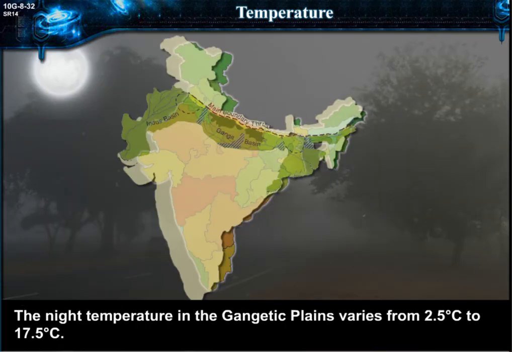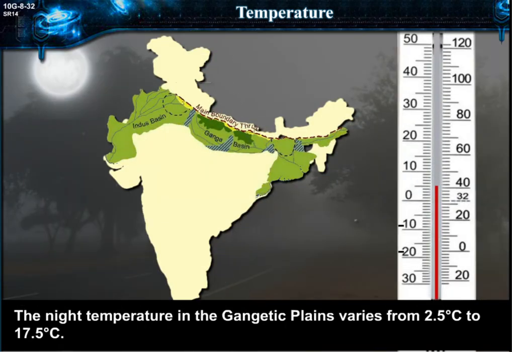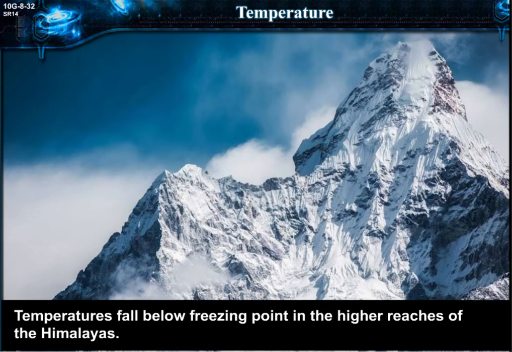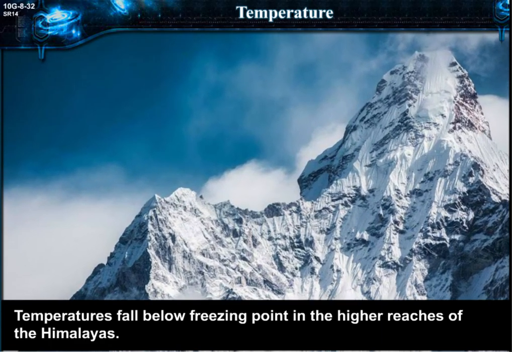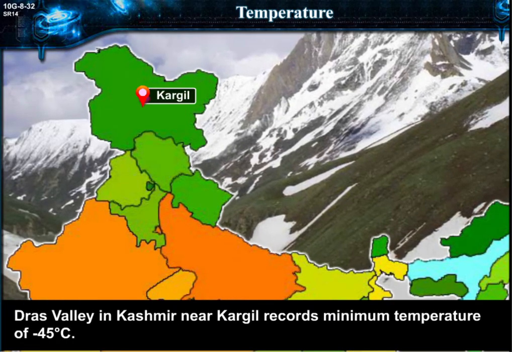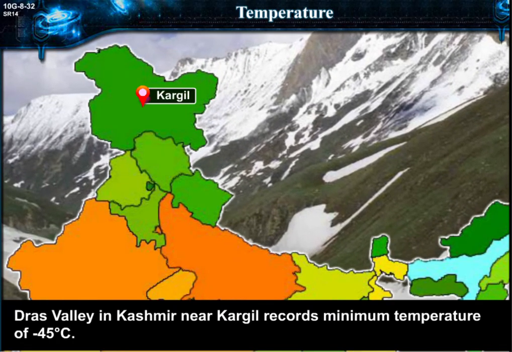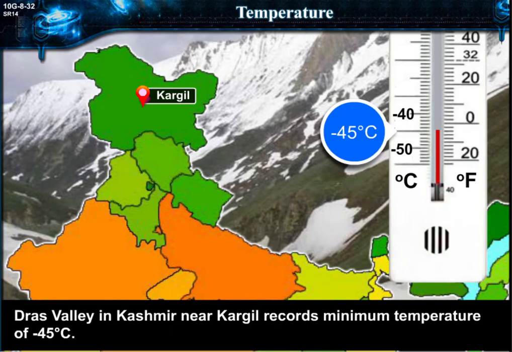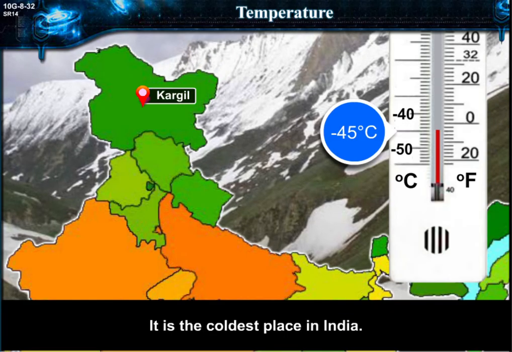The night temperature at the Gangetic Plains varies from 2.5°C to 17.5°C. Temperatures fall below freezing point in the higher reaches of the Himalayas. Dras Valley in Kashmir near Kargil records minimum temperature of -45°C. It is the coldest place in India.